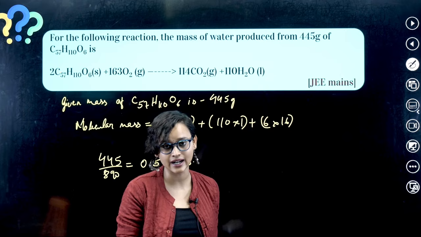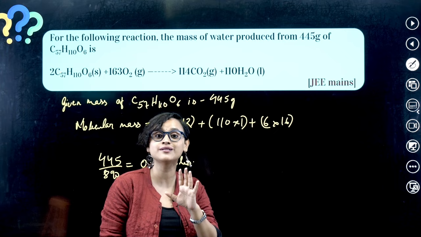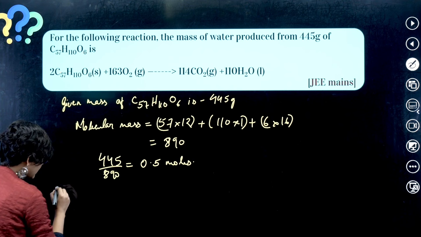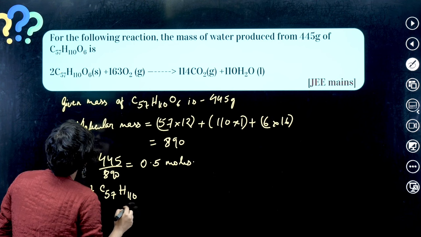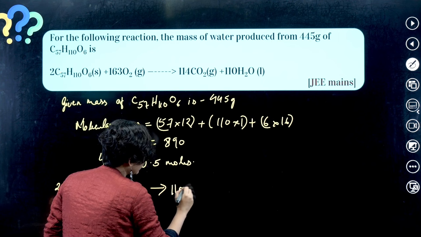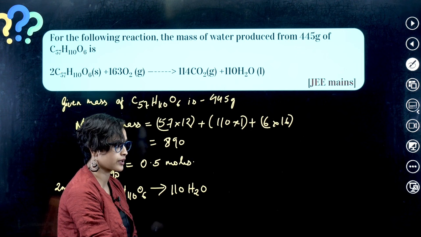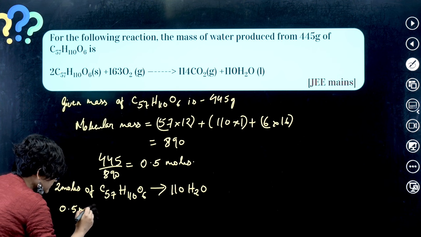The question is asking you for the following reaction, the mass of water produced. What is the mass of water that is produced? That is what you have to tell. So what is given to us is that 2 moles of C57H110O6 is giving you 110 H2O. Correct? Now, the question is, if it is 0.5 moles of this, how much will I get?